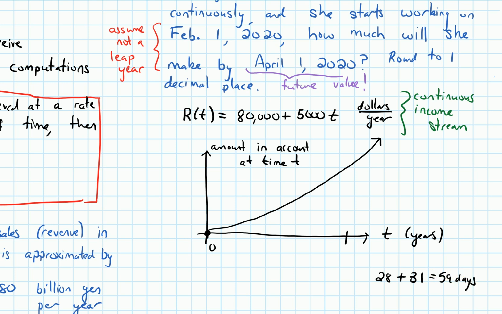But I'm measuring this axis in years, so I'd have to convert the days to years, and I'd have to divide by 365 to do that. So 59 over 365 years. We're going from t equals 0 to t equals this fractional value. And I'm going to use a Riemann sum, so I'm going to split this interval up into some subintervals. I'll put some tick marks.